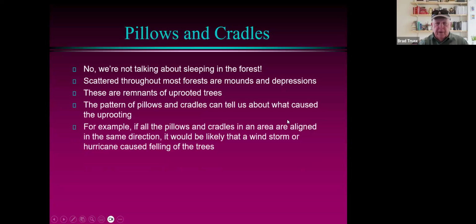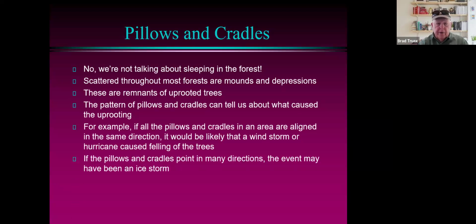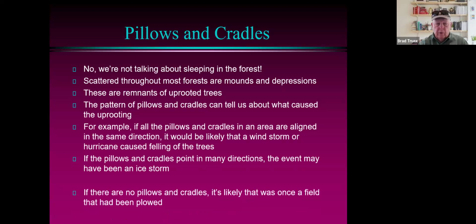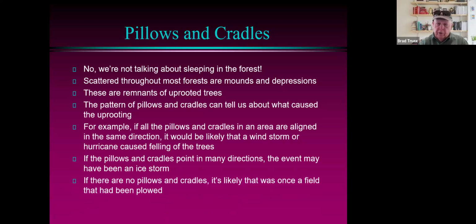So, for example, if the pillows and cradles in an area are all aligned in the same direction, it would be likely that either a windstorm or a hurricane caused the felling of those trees several years back. On the other hand, if the pillows and cradles point in many directions, the event that caused it might have been an ice storm. And if there are no pillows and cradles, it's likely that it was once a field that had actually been plowed.